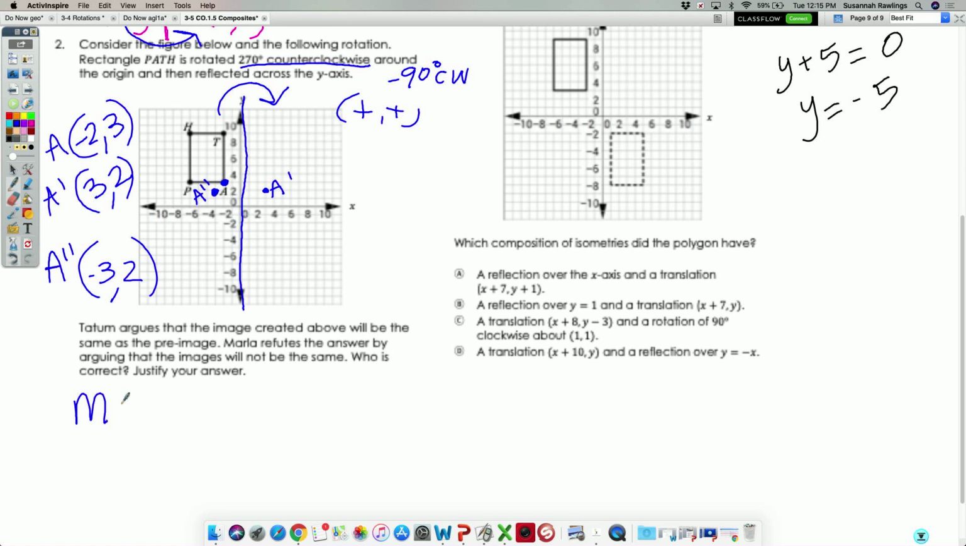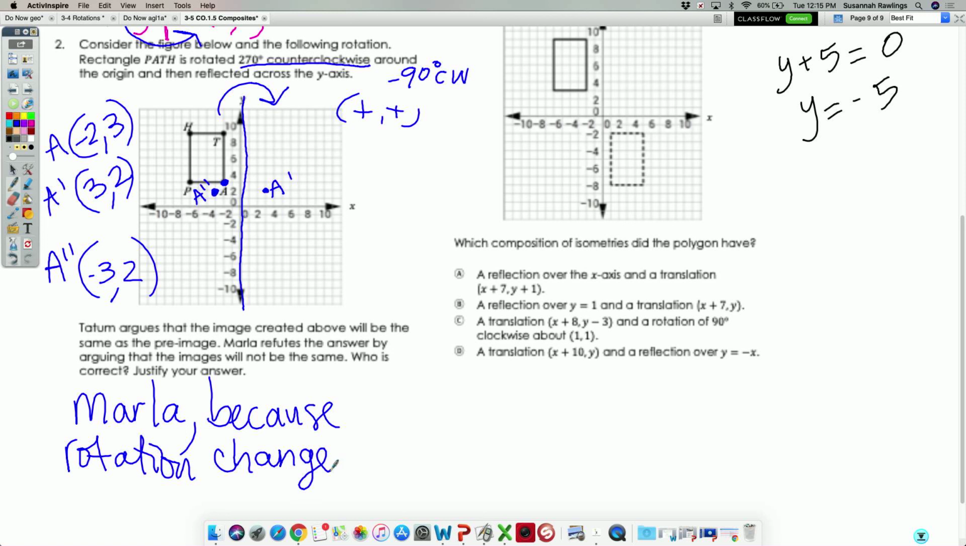Marla. So Marla was correct because we can say rotations change the orientation, which means it changes the way it's facing. Rotations flipped it on its side, so it's not going to match anymore. The only rotation that would have worked there would have been, anybody know? 180? That would have still been the same.